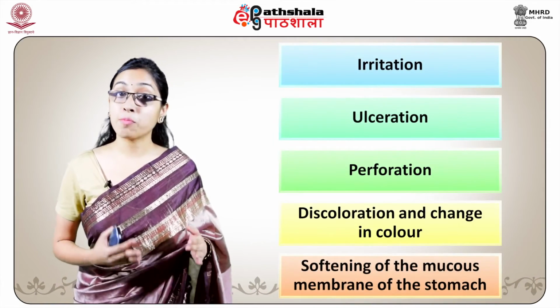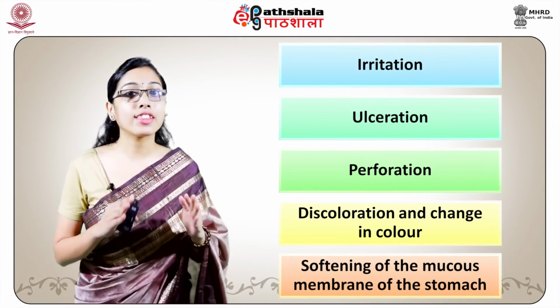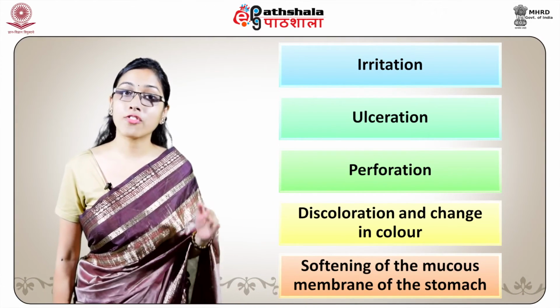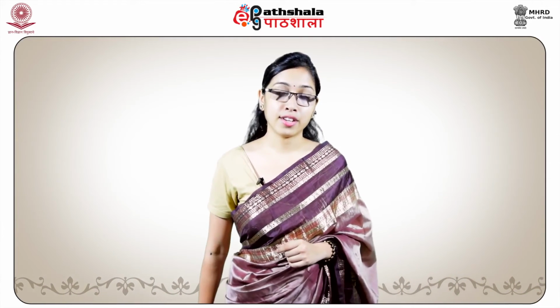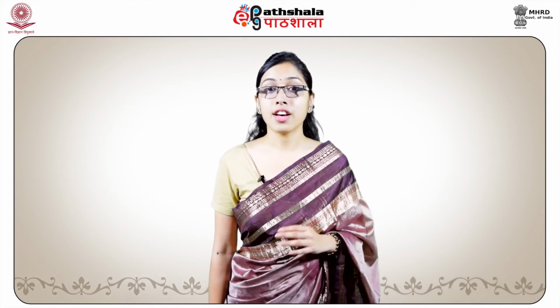Irritation, ulceration and perforation or discoloration and the change in color or softening of the mucous membrane of the stomach. The normal mucous membrane of the stomach is pale and white. Irritant poisons cause patchy redness of the mucous membrane at the cardiac end and greater curvature of the stomach, but rarely at the pyloric end. Due to the irritant action of the poison, there may be small hemorrhagic areas along with the mucus secretion. Redness of the mucosa of the posterior wall may also be found after death.